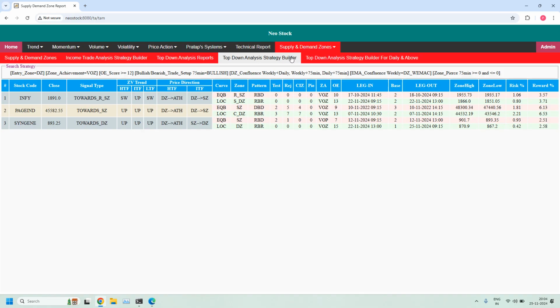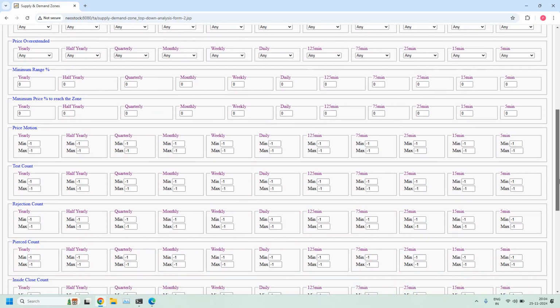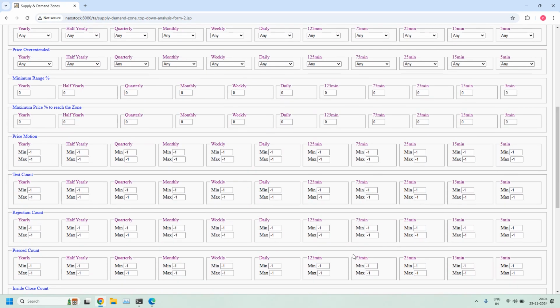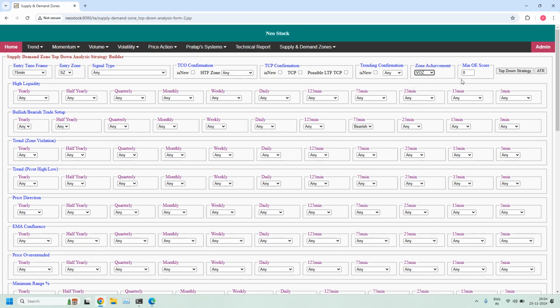Next, bearish trade setup for weekly income trade. Entry time frame is 75 minutes. Entry zone is supply zone. In bullish or bearish trade setup at 75 minutes, I am selecting bearish. 75 minute supply zone should not be pierced. So in the pierced count at 75 minutes time frame, minimum value 0, maximum value 0, zone achievement violated, opposing zone, minimum odd enhancer score 12.